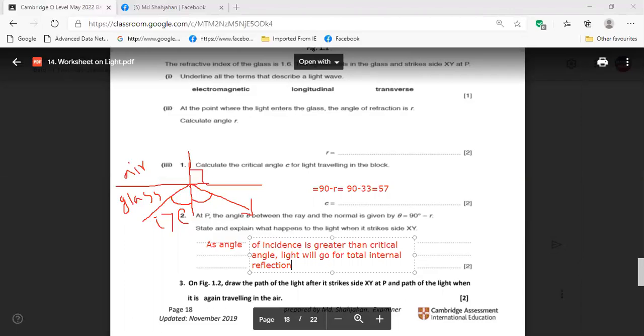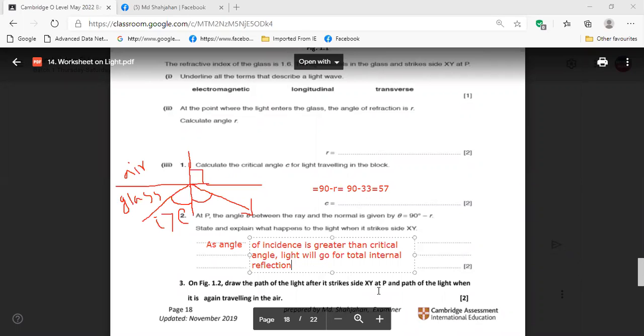Is it clear now? Yes, sir. Okay, very good. Then we are having the last part here. On figure 1.2, draw the path of the light after it strikes side XY at P and the path of the light when it is again traveling in the air.